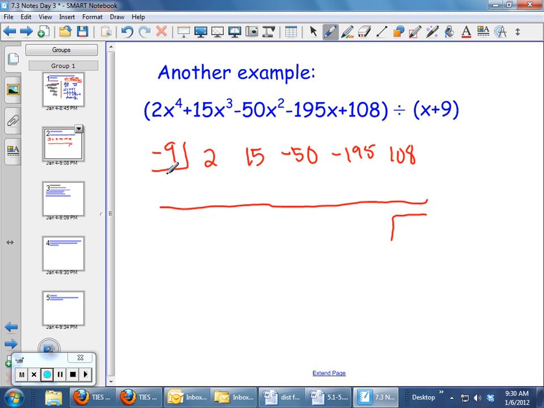Alright, so now we go back and we do the same procedure as we did before. We drop down the 2. -9 times 2 is -18. 15 plus -18 is -3. And then -9 times -3, that's positive 27. -50 plus positive 27 is -23.